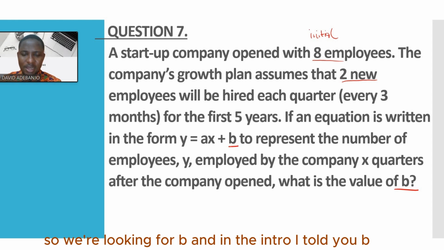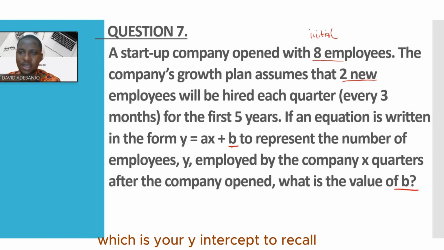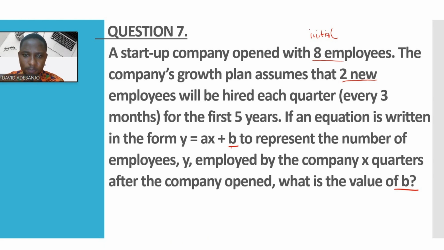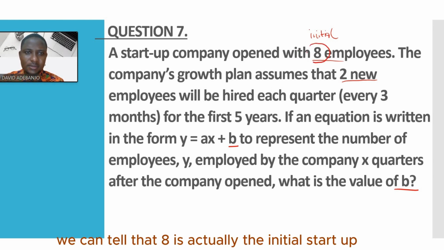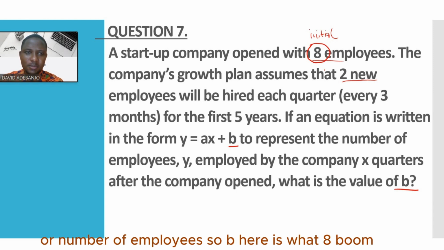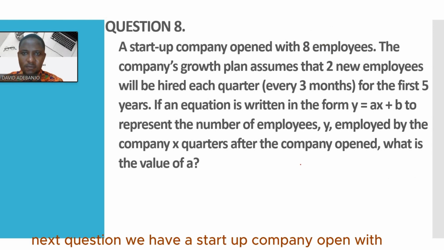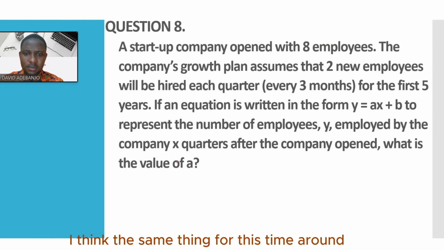In the intro, I told you b, which is your y-intercept, is called the initial, the original. Looking at the model, we can tell that 8 is actually the initial startup number of employees. So B here is what? 8. Boom.